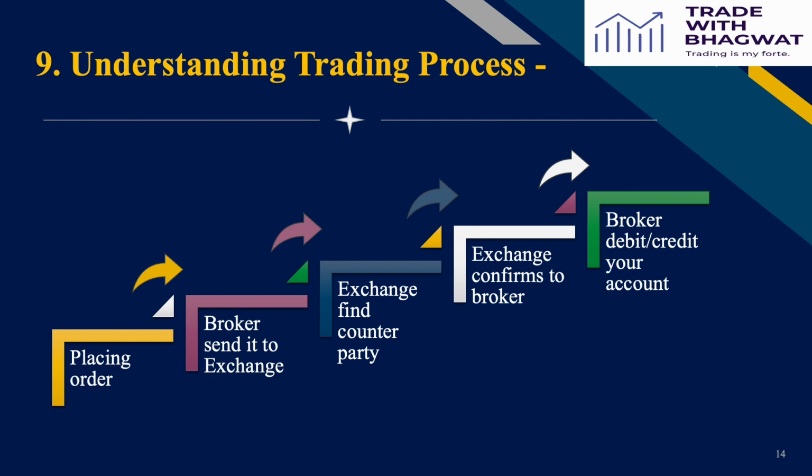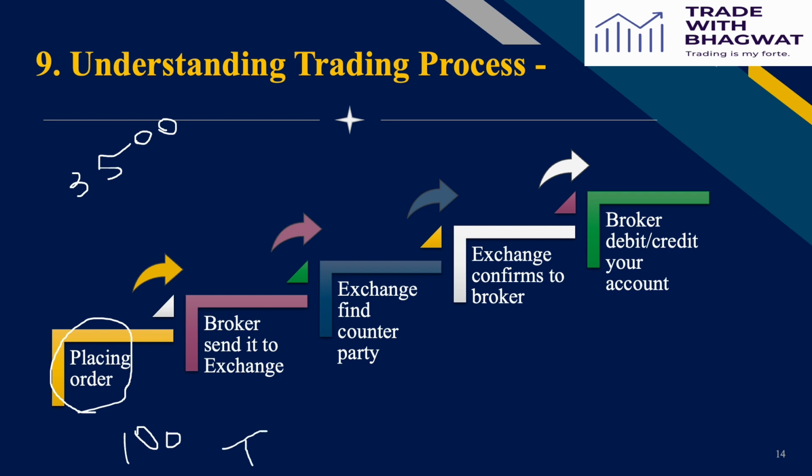The next one, understanding the trading process. Now it comes to the reality part. Here, let's say we want to place an order for 100 shares of TCS. The price can be anything, let's say 3,500. 3,500 is the price of the share, and we want to buy 100 shares of TCS.